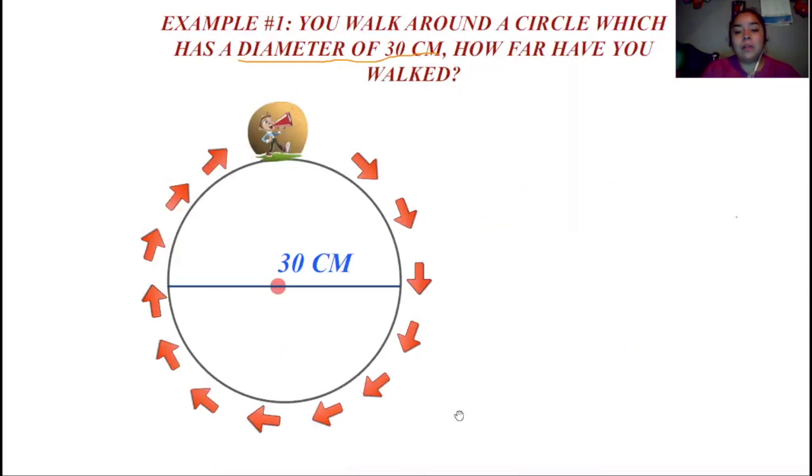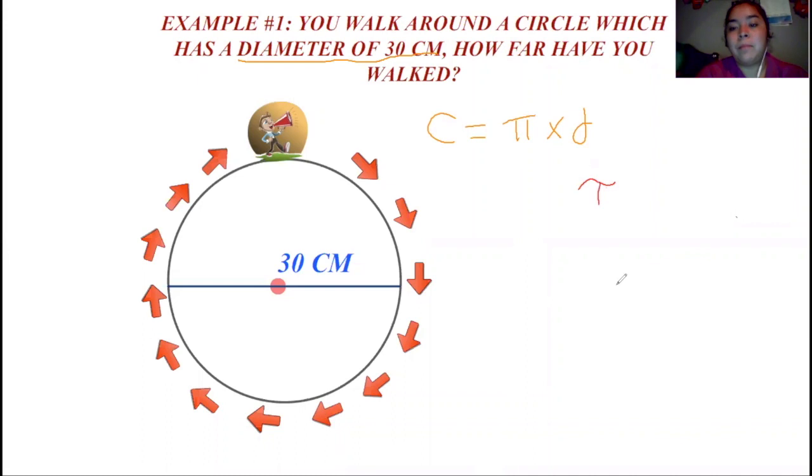So our formula is C is equal to pi times d. That's our first step. We're going to write down our formula. Okay, so our second step is to plug in the values that we know.